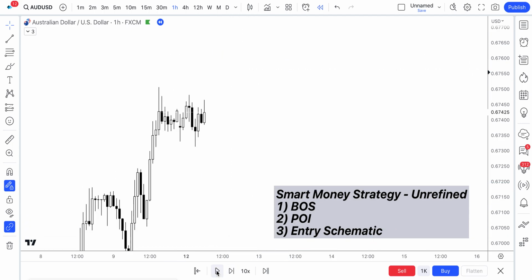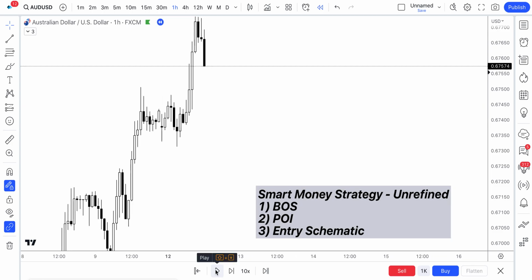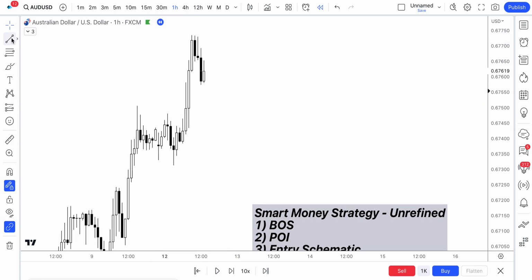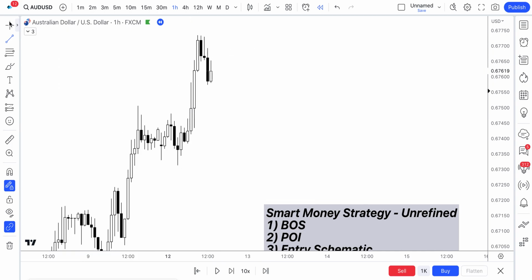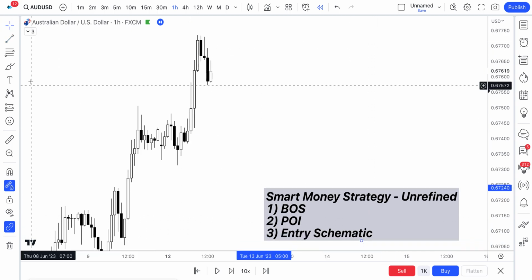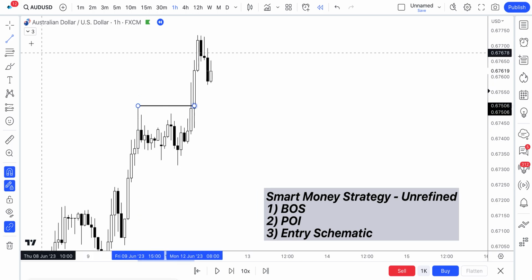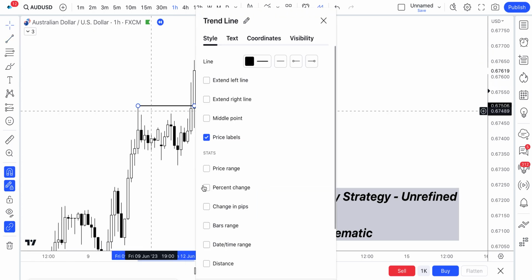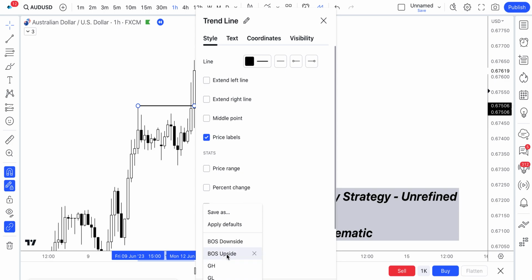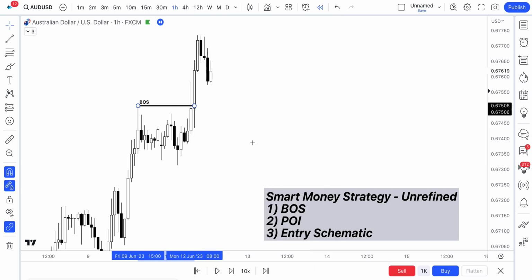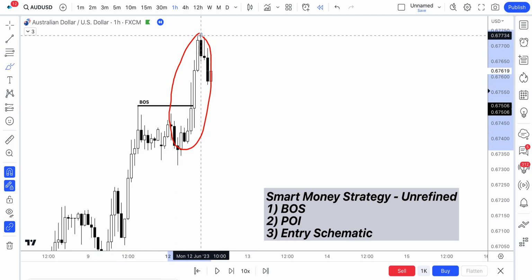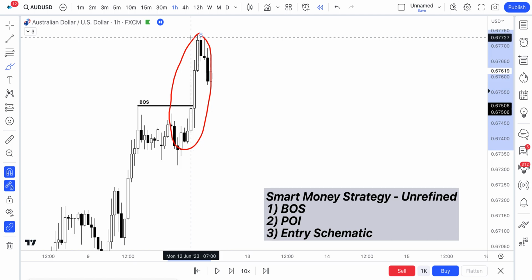Okay, so let's play this market on. You can see clearly price impulsively breaks structure to the upside. We can mark this on as a BOS. Okay, so if you just picture the entry schematic we were looking at there, we've got a break of structure to the upside. We've broke strongly, indicated by these strong bullish candles. Clearly the buyers are in control of this market.